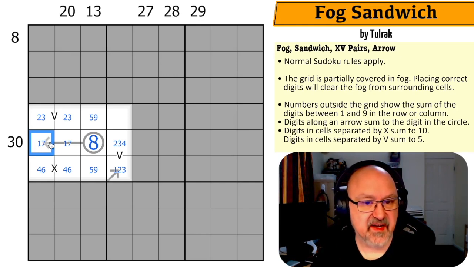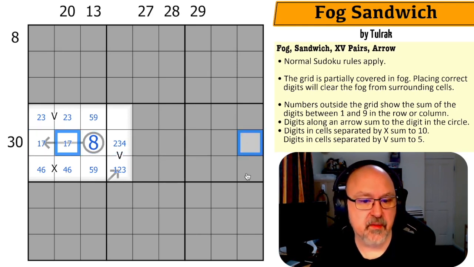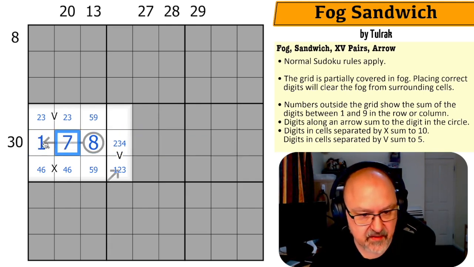And the reason for that is the digits outside the sandwich clue here sum to 5. So if this is the 1, the furthest away I could put the 9 would be here, this would be the 7, and the 7 would be outside the sandwich clue. So this is the 1 and this is the 7.